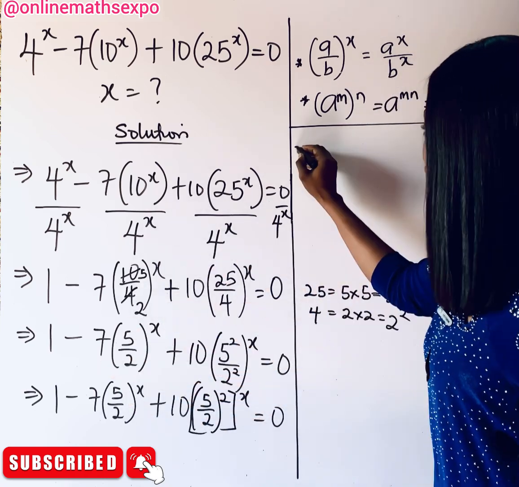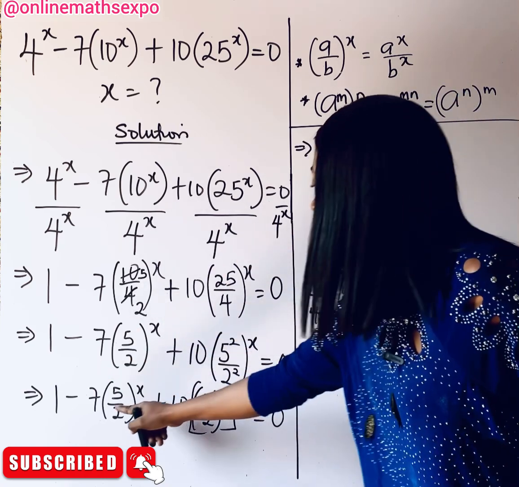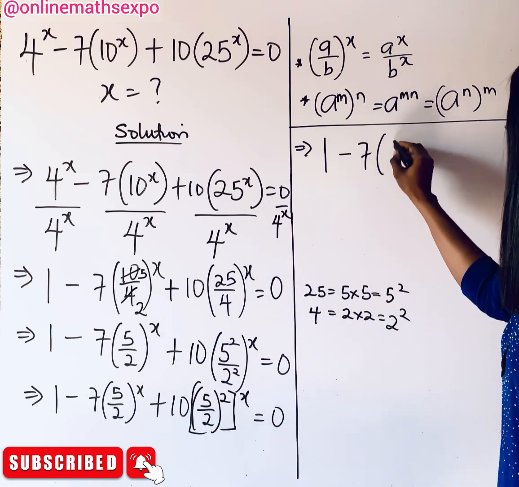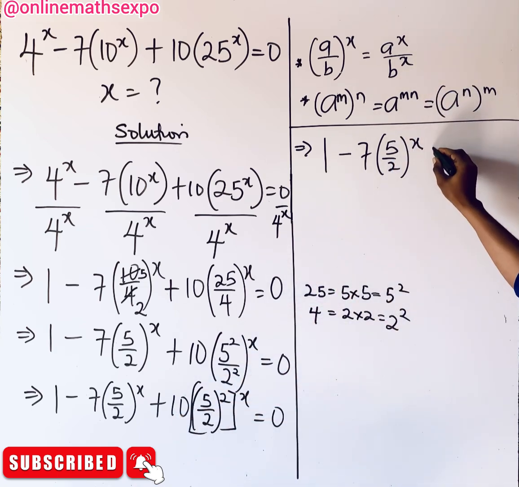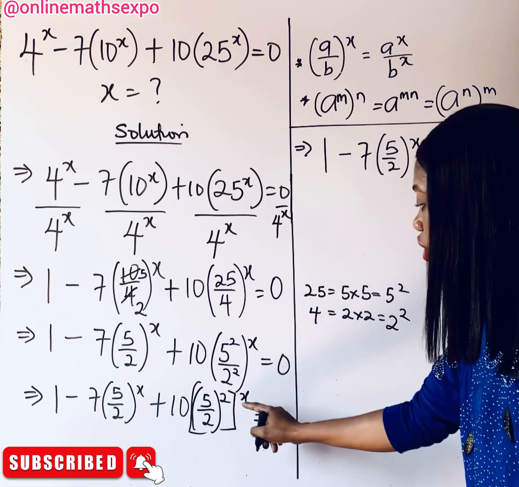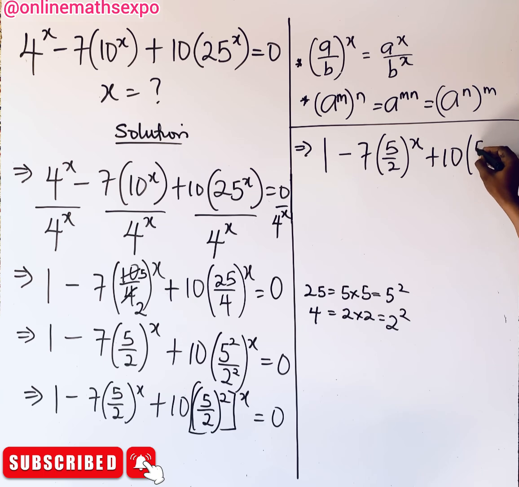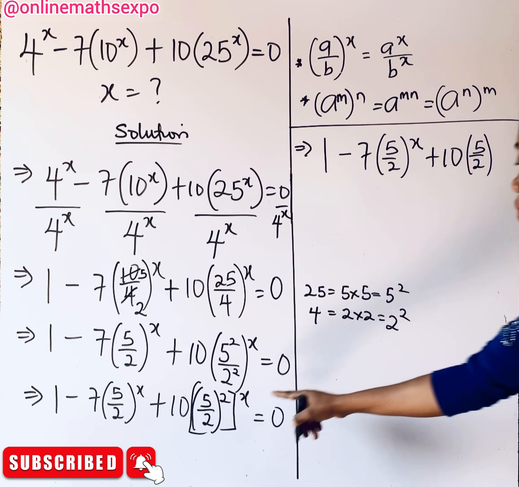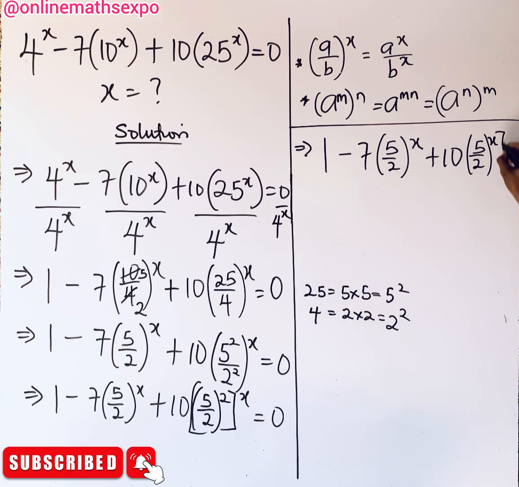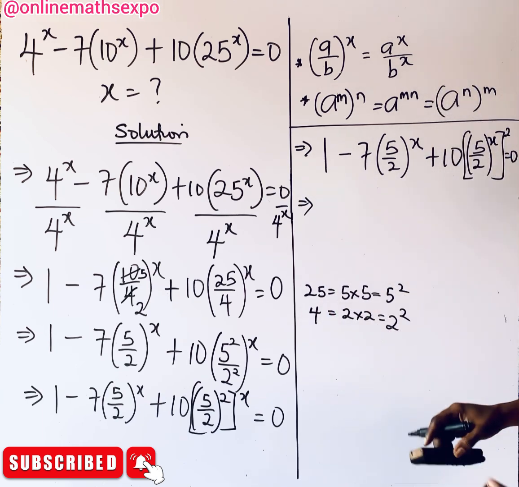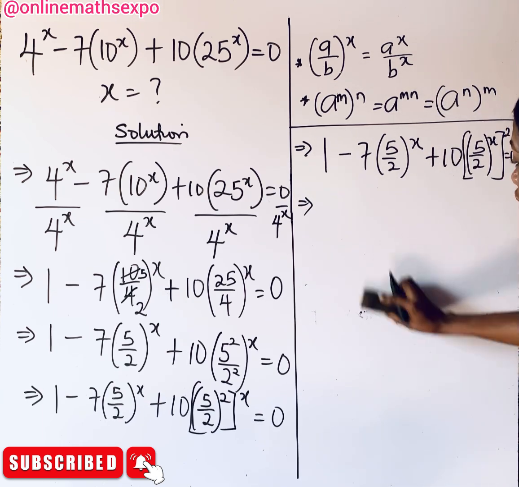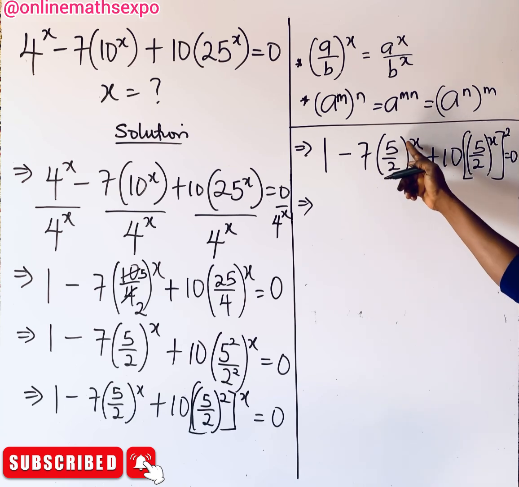So we are going to now have 1 minus, repeat this, we have 7 into 5 over 2 to the power of x. Then here we're going to have plus 10. We switch this power. So we're going to have 5 over 2 raised to the power of x, and then finally to the power of 2. Okay, and everything is equal to 0. Interesting. So what do you do? Did you observe anything? Yes, you observe here that this value is now common with the same power.